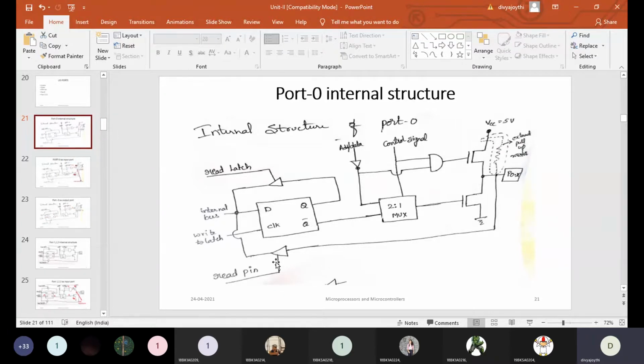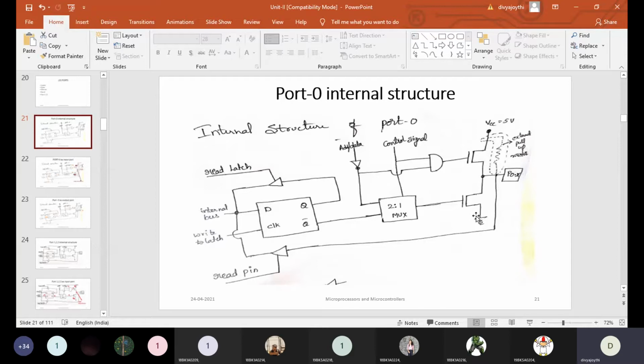The next important part in this structure is the control logic. Here one NOT gate is there, one AND gate and one MUX. These three things together can be called the control logic. And next is the output driver, which is these two transistors together. So these are the internal tri-state buffers, this is the control logic, and the last part is the output driver.